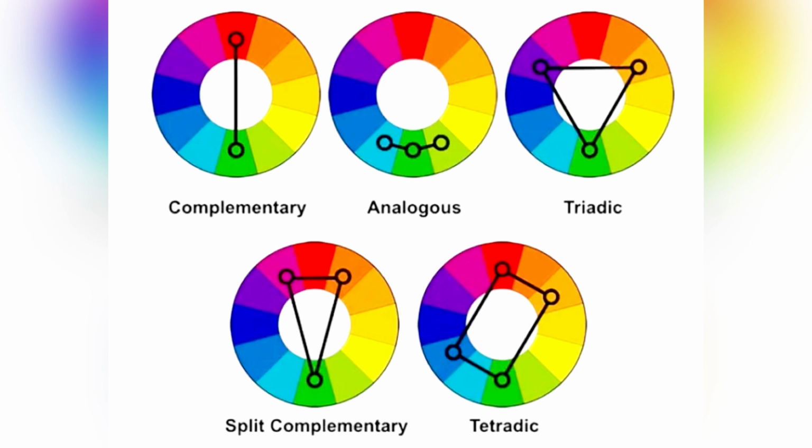Tetradic can be used as a rectangle or as a square. When you draw such a pattern in the color wheel, you can choose the 4 colors which form a rectangle or the 4 colors which fall in a square. Let us see some examples of how people have used these color theory methods of choosing colors in their paintings and enhanced them.